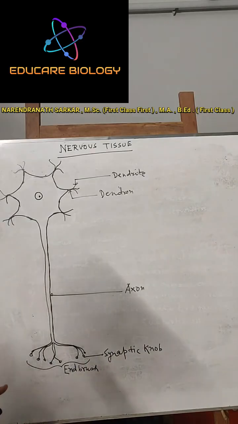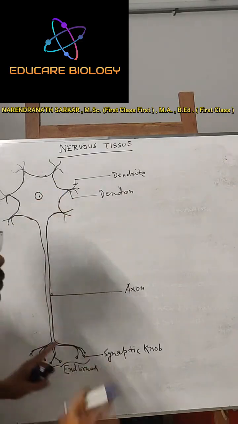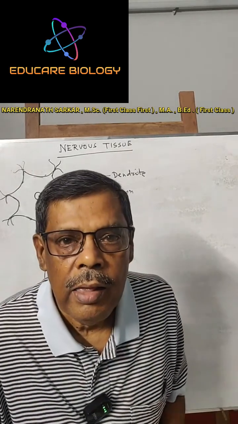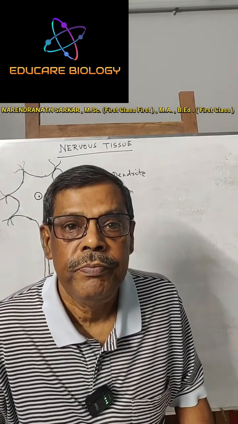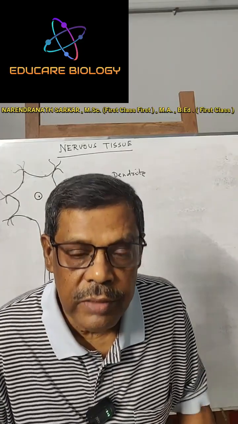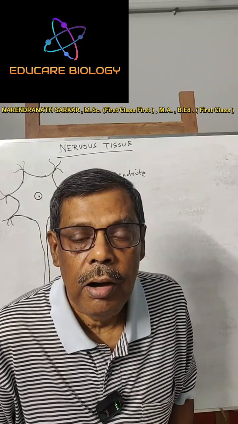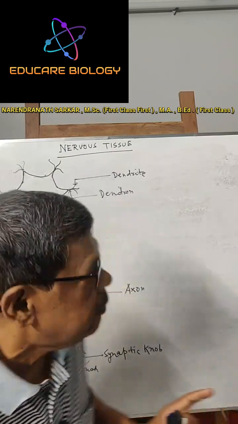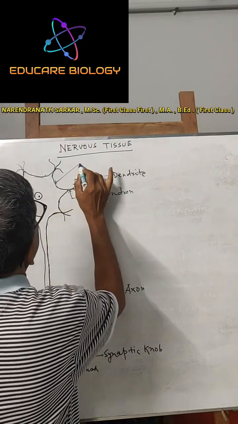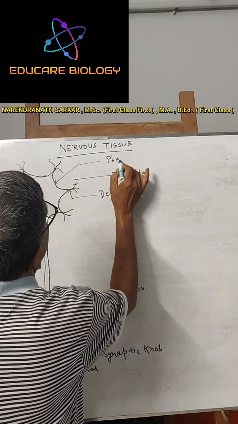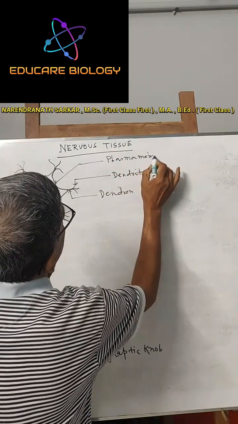Next, the cell body, which is oval, polygonal, round, or stellate shaped. This is the main body, the cell body of neuron. This is the plasma membrane.